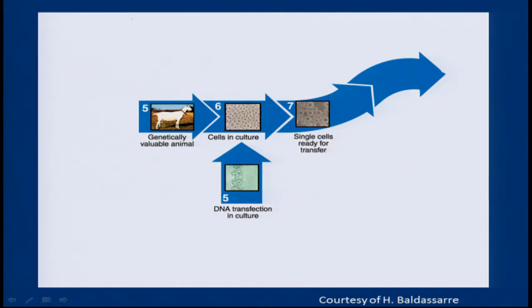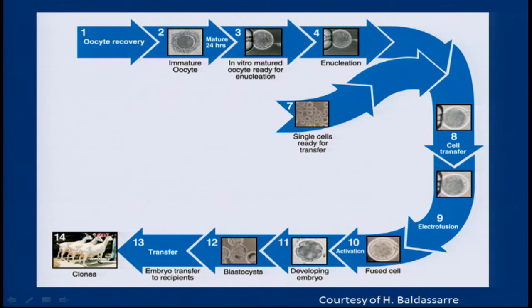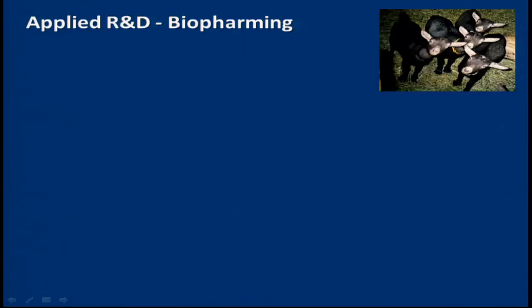So you take cells from a superior animal, culture them, transfect them, select them to be sure that you have integration of the transgene, the copy number that you would like to have. Then you take oocytes. Generally, they're immature oocytes. These are matured overnight. Once they're matured, which means the metaphase plate is now near the edge of the ooplast, you can aspirate that out, do your cell transfer, your electrofusion, activation, and transfer it into a surrogate and obtain offspring. So how have these been applied in biofarming?